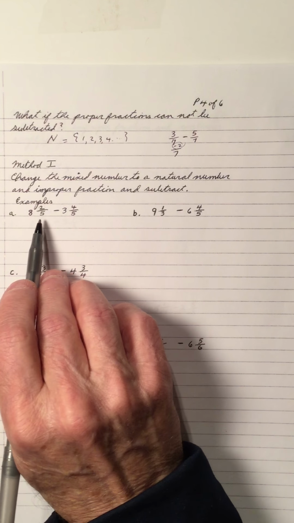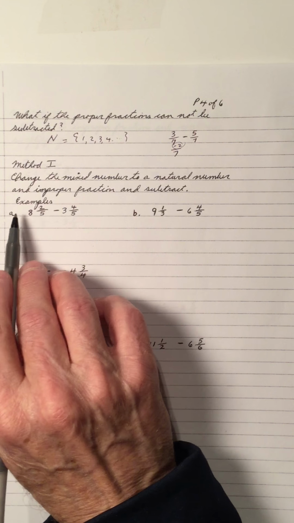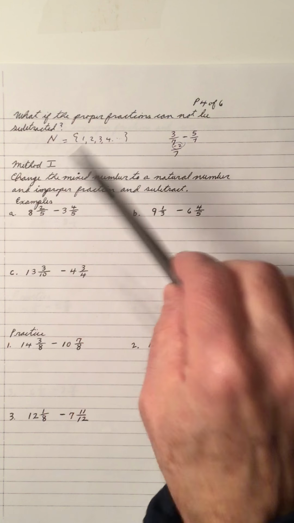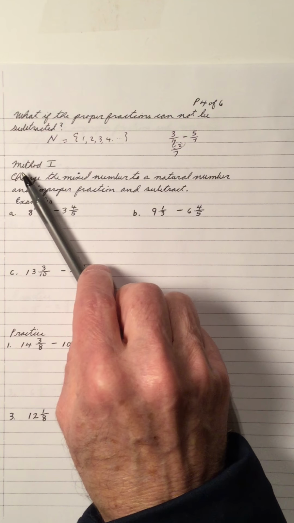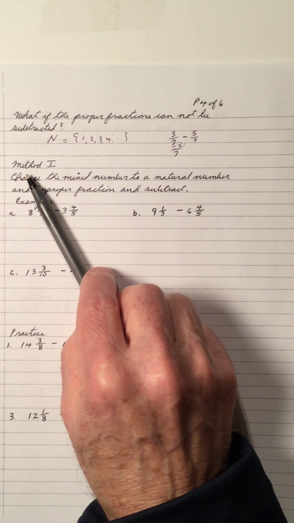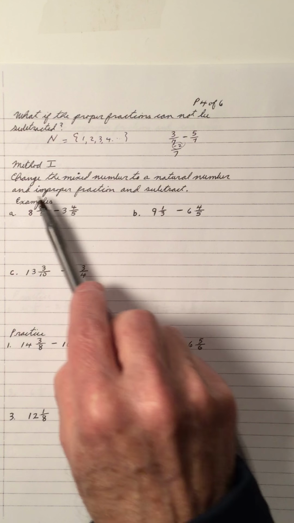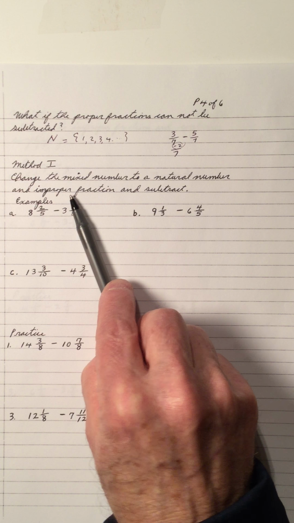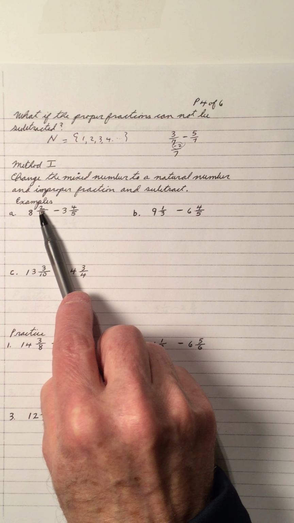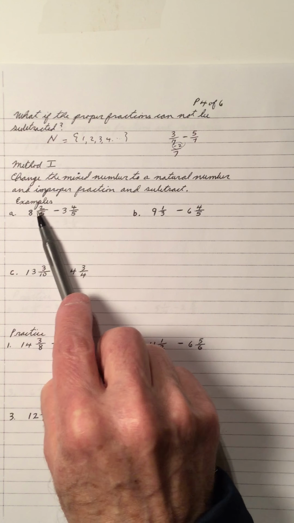So what happens when I look at this one? So if we can't, sorry, I got ahead of myself. If we're going to do method 1, I call it method 1. One way is to change the mixed numeral to a natural number and improper fraction and subtract. In other words, that's a 2 and a 4. We can't subtract because it's a negative.